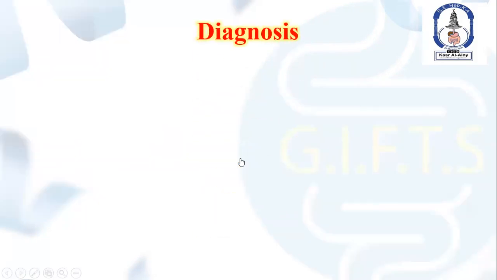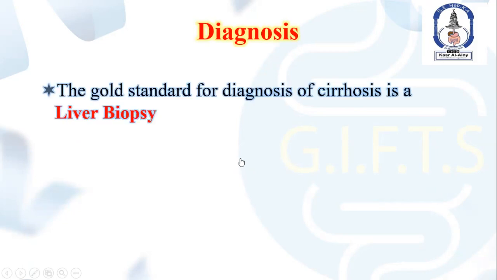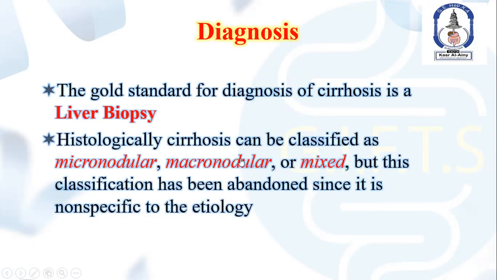So how can we diagnose a patient with liver cirrhosis? The gold standard diagnosis of cirrhosis is to detect the pathological feature of the regeneration nodules and fibrosis and so on, which is liver biopsy. Of course, liver biopsy now is not very common to be done. Histologically, it was divided into micronodular, macronodular, and mixed. Now we don't see that very common.